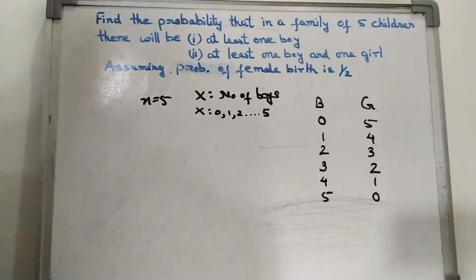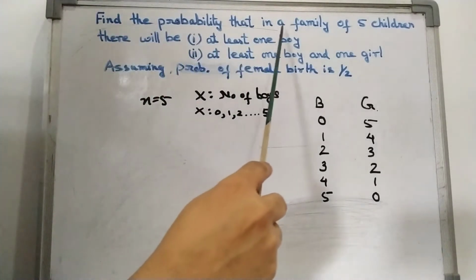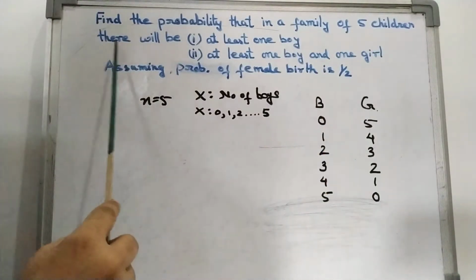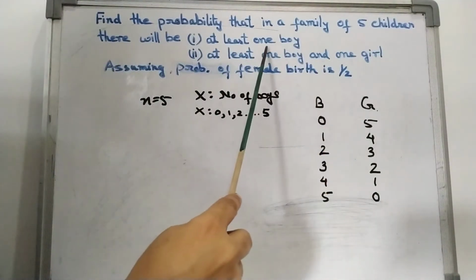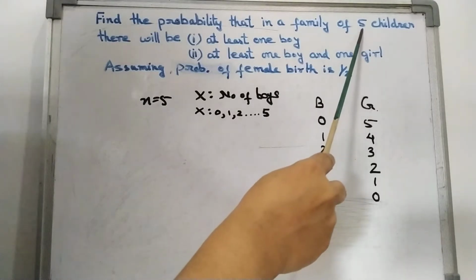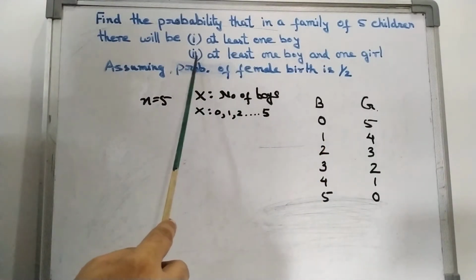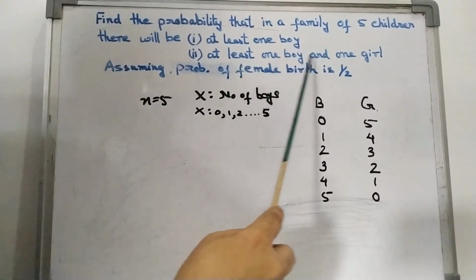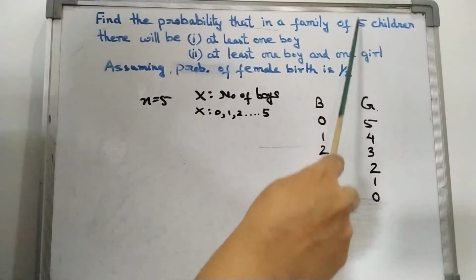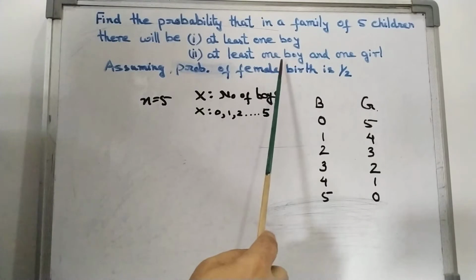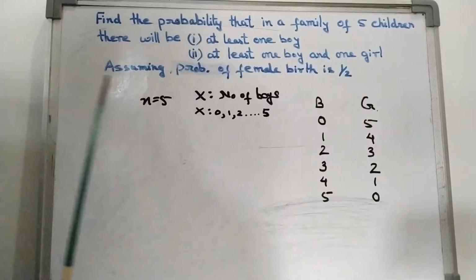Hello students, let's do one problem of binomial distributions. The problem is: find the probability that in a family of 5 children there will be at least one boy, and second, at least one boy and one girl. Okay, out of 5, at least one is a girl and one is a boy.